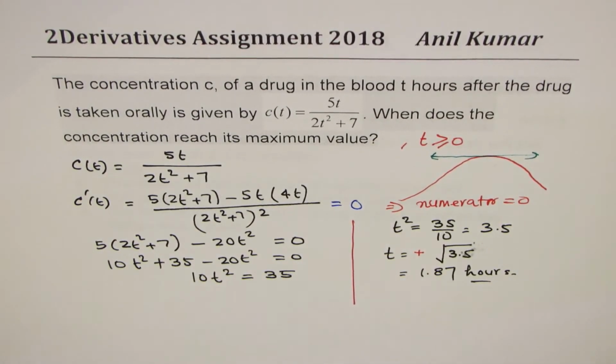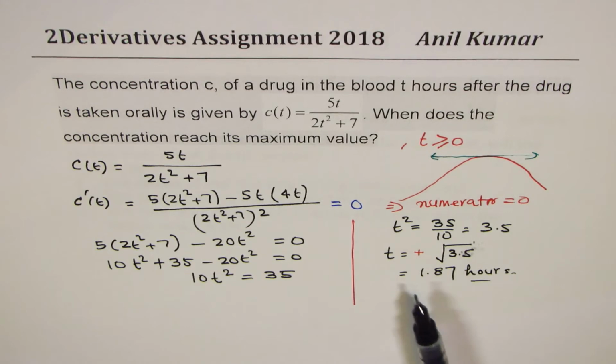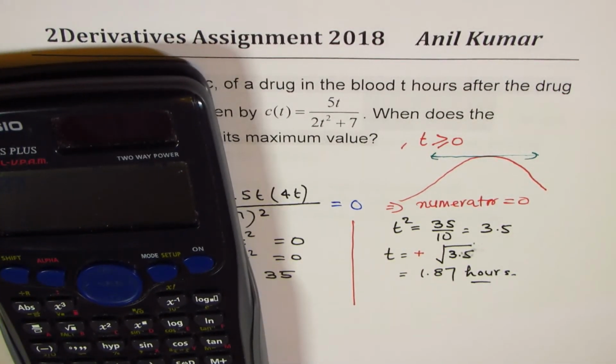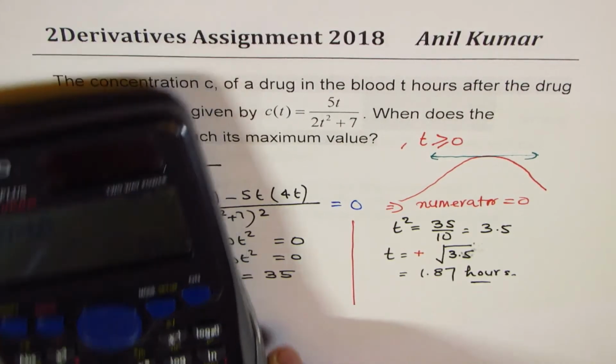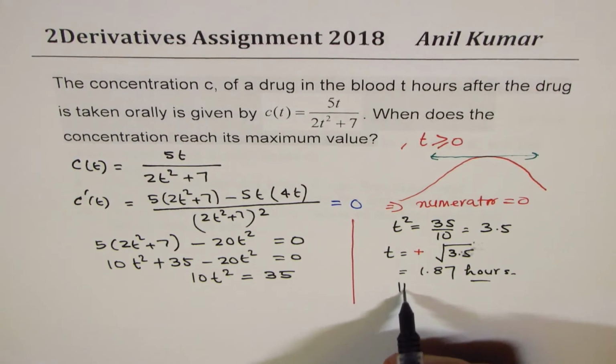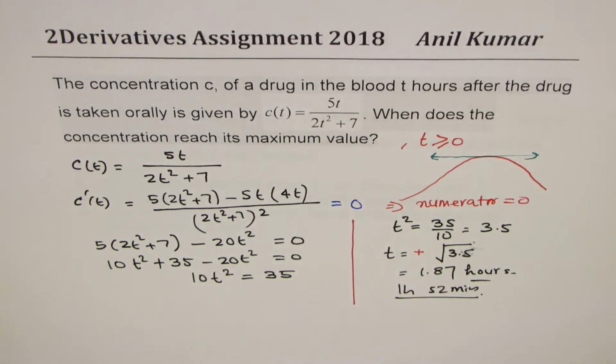So I hope the concept is absolutely clear. The idea is slowly the drug will make an effect, and after so many hours, which you could also convert into hours and minutes, multiplying 0.87 by 60, right? 0.87 times 60 will give you a number of minutes. So around 52 minutes, right? So you could also write 1 hour 52 minutes. After that much of time, the effect will be maximum, right?